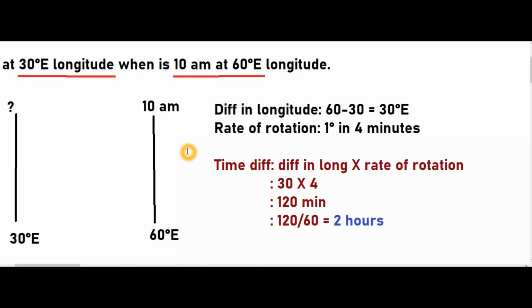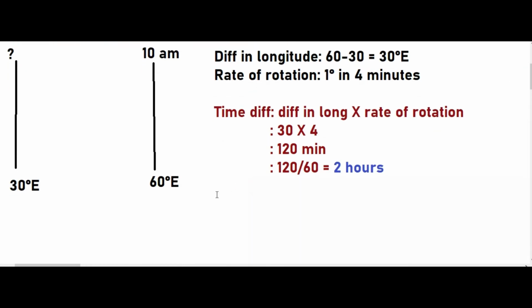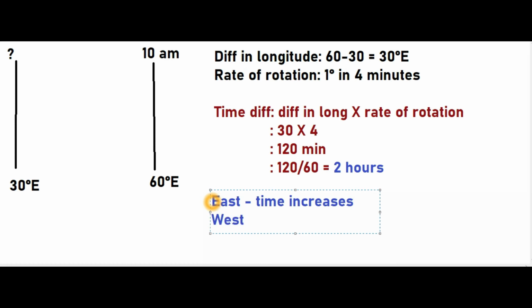Now next thing, we need to know whether we should add this 2 hours to 10 am or we should reduce this 2 hours from 10 am. How can we do that? We know one formula, that as we go towards the east side, the time is always ahead. Otherwise we can say time increases if we go towards east side. And if we go towards the west side, time decreases, otherwise the time is behind the time of east.